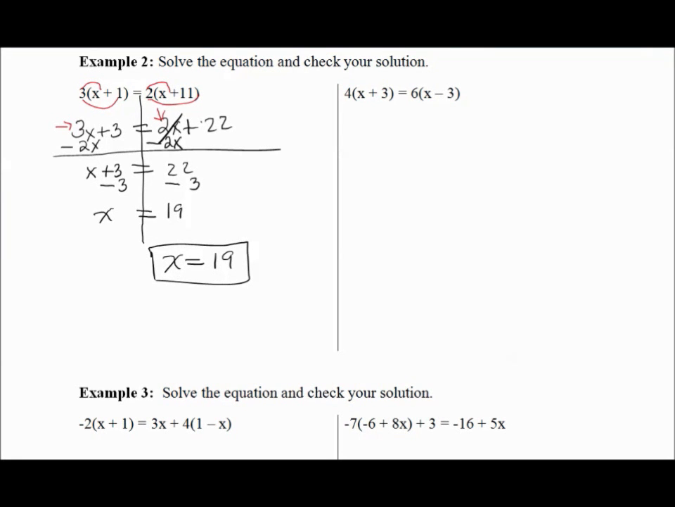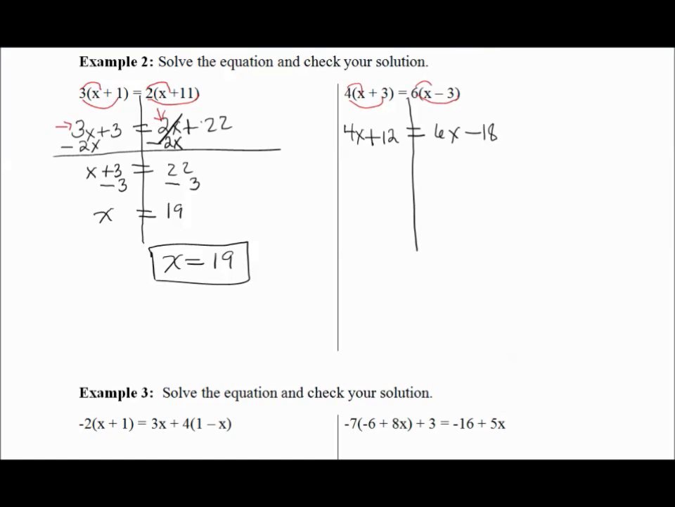For the next equation, we have 4 times x plus 3 equals 6 times x minus 3. I have to apply my distributive property to the left and the right. When I multiply 4 times x, that gives me 4x, and 4 times 3 gives me 12. Bring down the equal sign, and on the right I'm going to distribute a 6. 6 times x is 6x, and 6 times a negative 3 gives me negative 18.